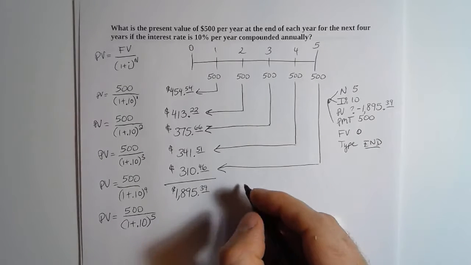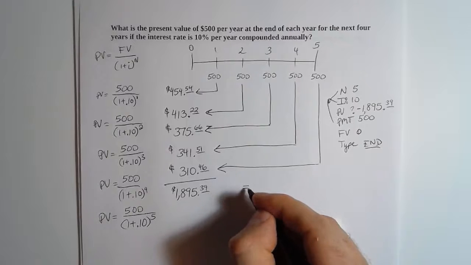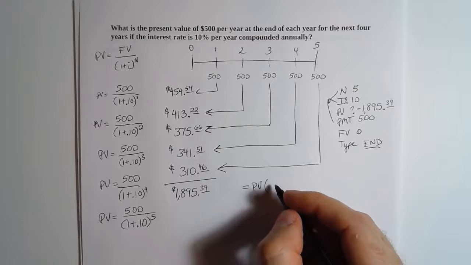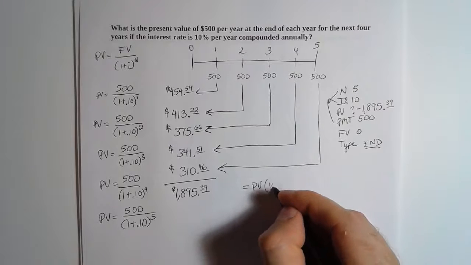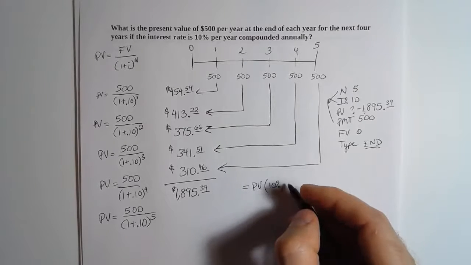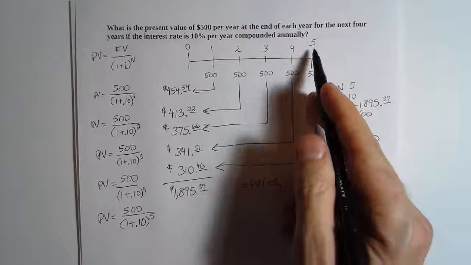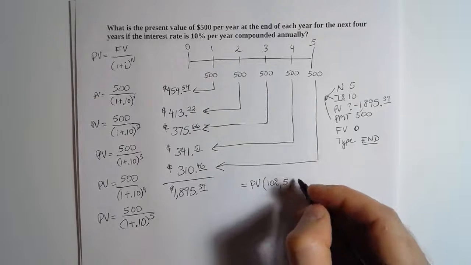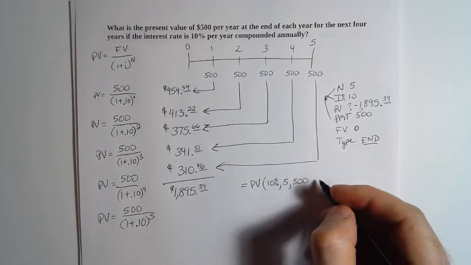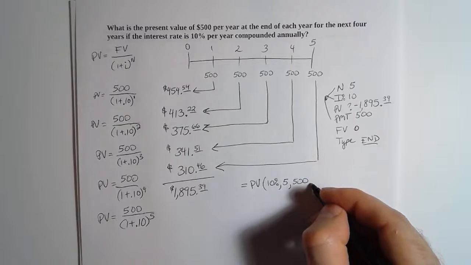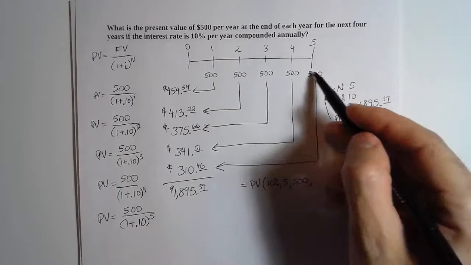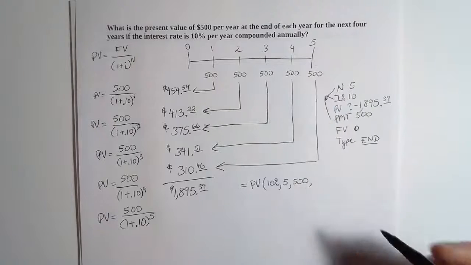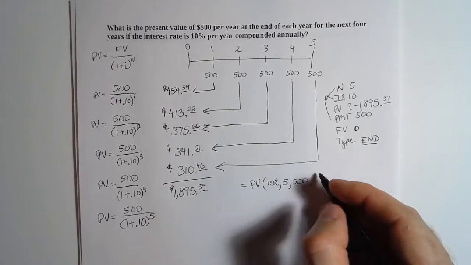So the way that you would do this in Excel would be equals PV, and then it asks for the rate, and the rate in this case is 10%. Then we need the number of periods, which in this case is 5. And then it asks for the payment, which is 500. And then you have the optional argument of future value, which we don't have any extra cash flows. If I had another $1,000, for example, at year 5, then that would go in the future value. But we don't, so we can leave that off.